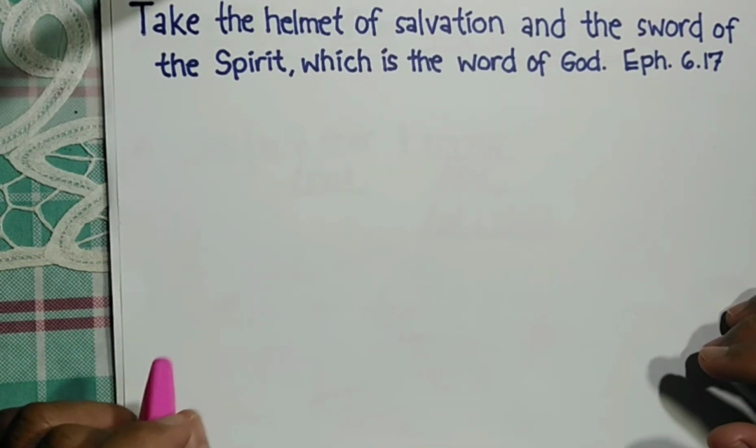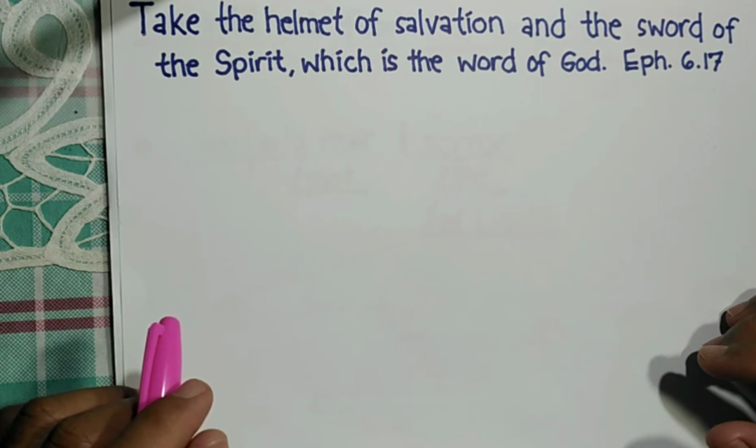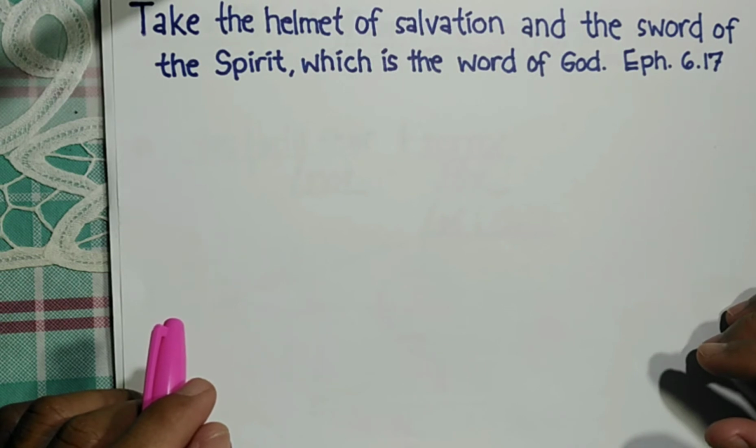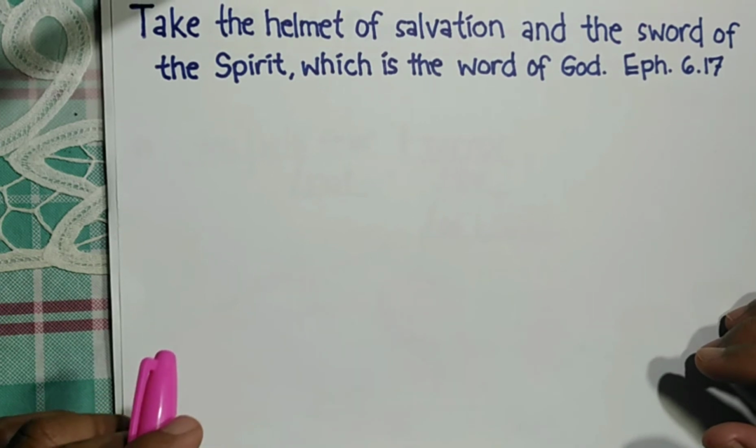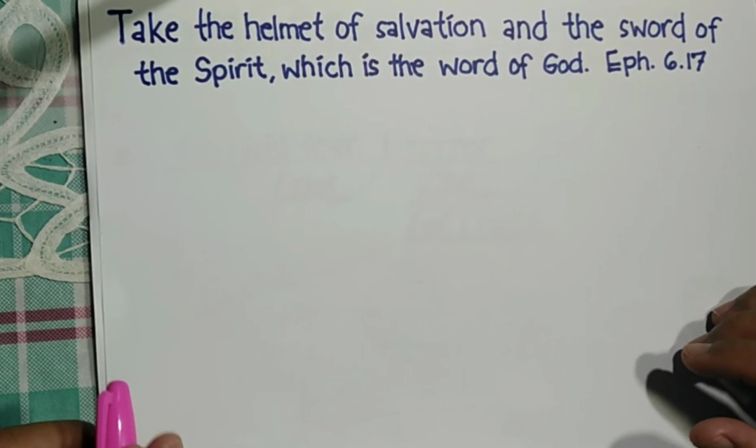I want you to diagram this verse found in Ephesians 6 verse 17. The verse says, "Take the helmet of salvation and the sword of the Spirit, which is the word of God."